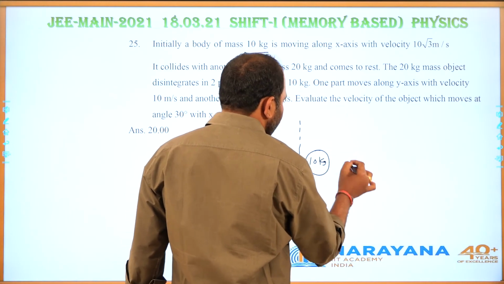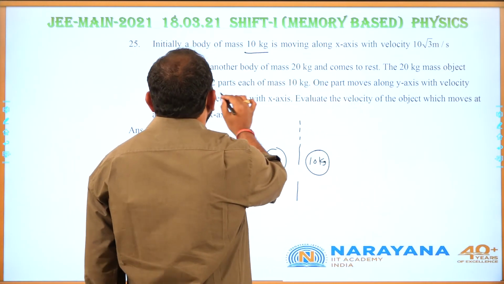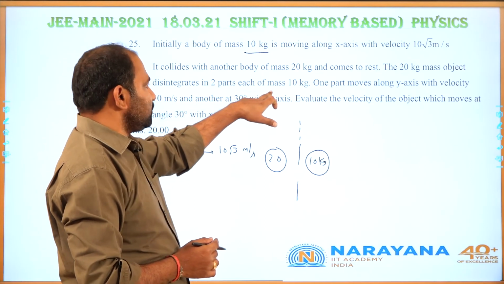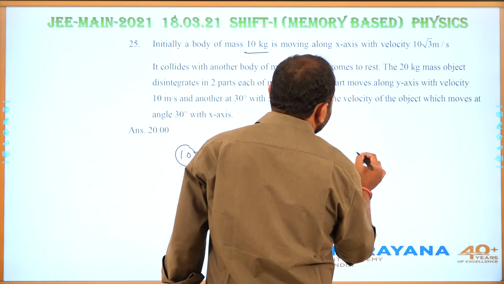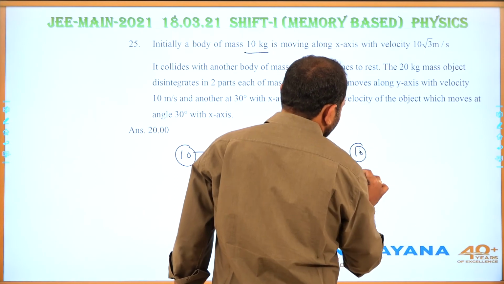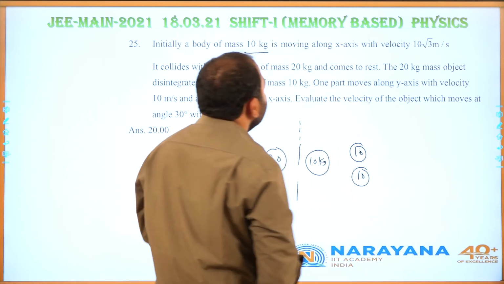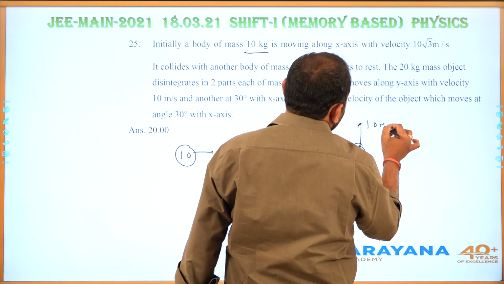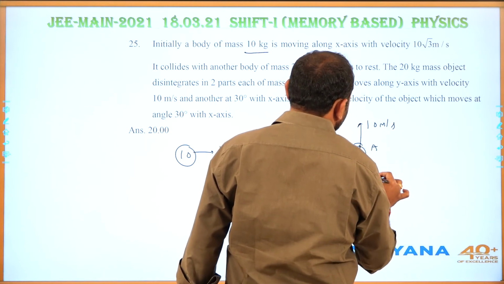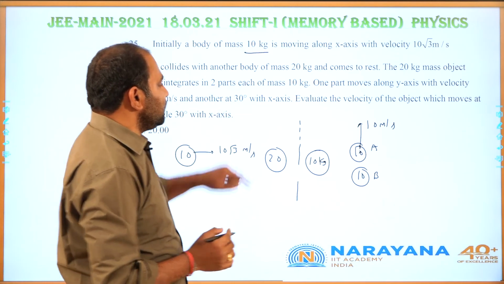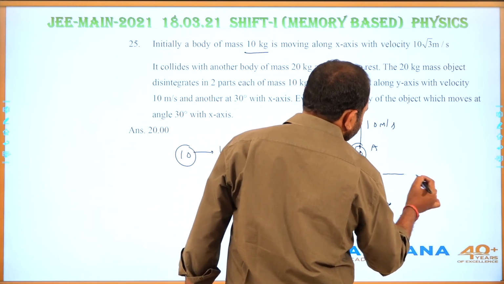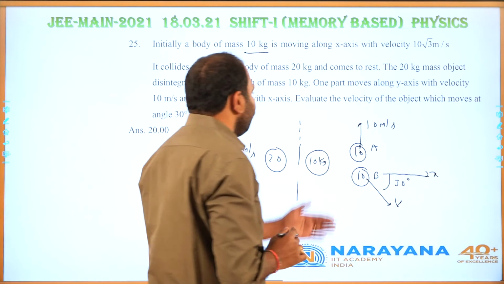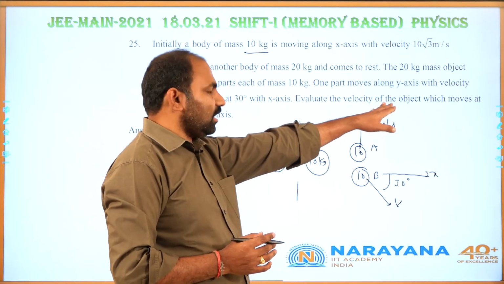This is the 10 kg block and the 20 kg block. About the 20 kg, it is given that the 20 kg mass object disintegrates into two parts, each of mass 10 kg. So it is splitting into two 10 kg blocks. One part moves along the y-axis with velocity 10 meter per second, assuming this is part A, this is part B. Another at 30 degrees with the x-axis. Part B is moving in this direction, which is making 30 degrees with the x-axis. If V is the velocity of part B, we need to calculate the velocity of that.